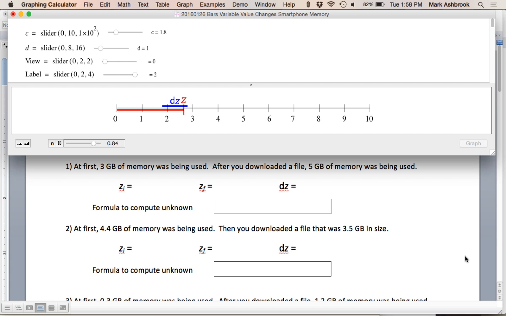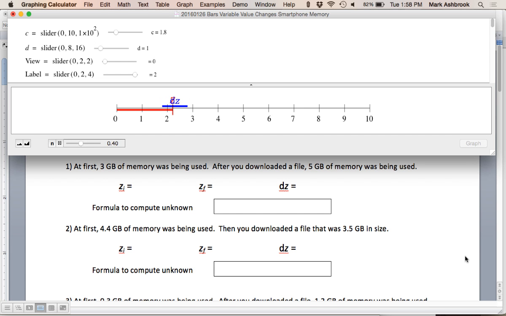Z is just the total amount of storage you've used, and DZ is the change of the amount of storage. Okay, so it's not a trivial thing, and it's something students have difficulty with. Z is a total amount of this quantity, which is a stored space being used. DZ would be a change in that amount.